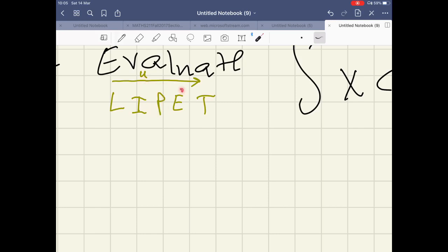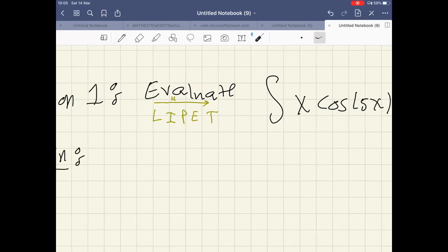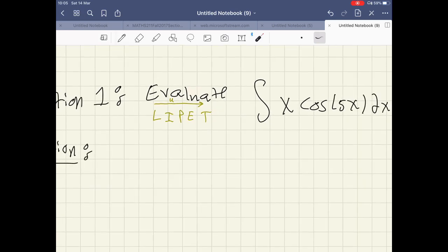And then if I see an exponential function first, that will be my u, and the last choice for a u is the trigonometric function. So if we look here, this function is a power function, x to the power of 1, and this one is a trigonometric function. So according to this rule, which will work 90% of the time, x should be my u, and everything else will be my dv. That's how we use the integration by parts.